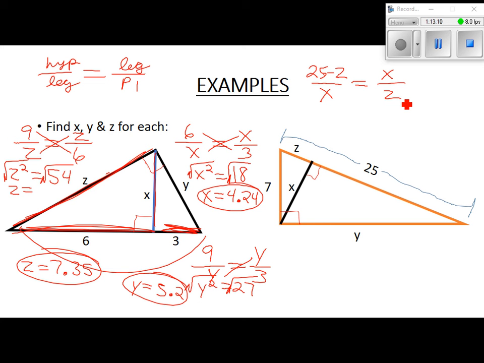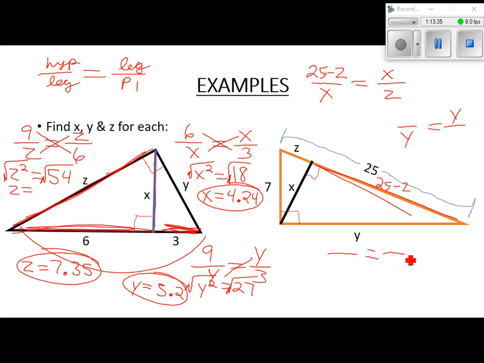So let's try Y. Y is a leg. So if I'm going to use the leg one, we've got Y there. We want the part that's hooked to the Y, which is 25 minus Z, isn't it? Are we going to be able to solve that? It's going to have too many variables in it again, so apparently Cade was right. He picked the good one.